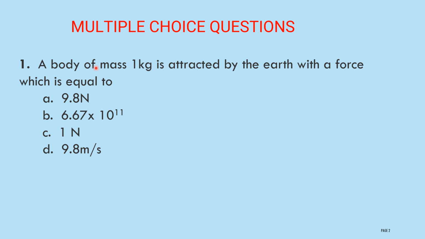First question: a body of mass 1 kg is attracted by the earth with a force which is equal to: option A, 9.8 Newton; option B, 6.67 into 10 to the power of 11; option C, 1 Newton; option D, 9.8 meter per second. To calculate the gravitational force, the formula is F equals m into a. Here m is 1 kg and acceleration is 9.8. So 9.8 into 1 equals 9.8 Newton. Therefore the correct answer for this question is 9.8 Newton.